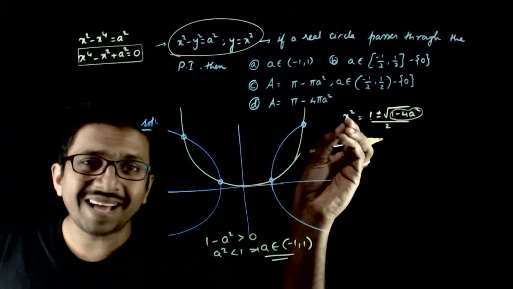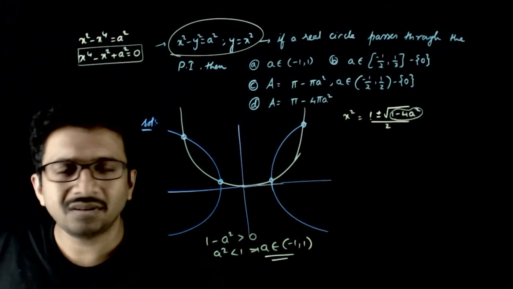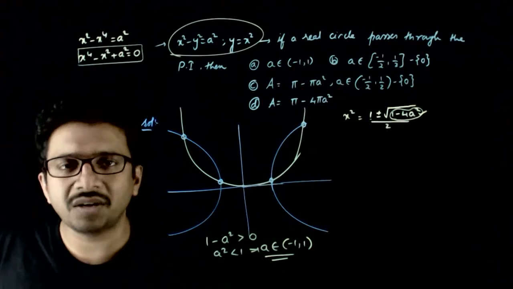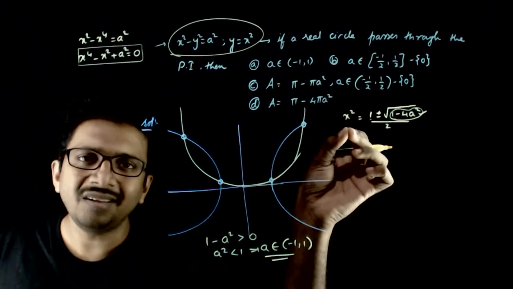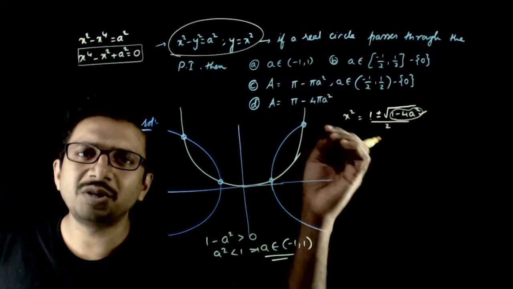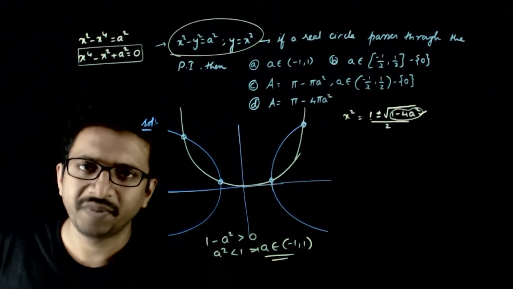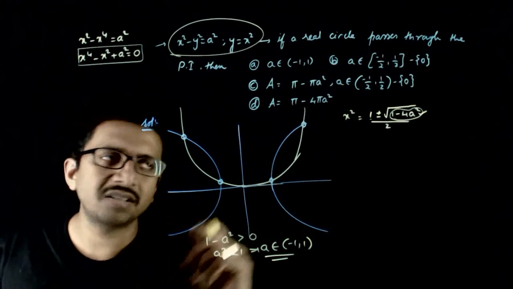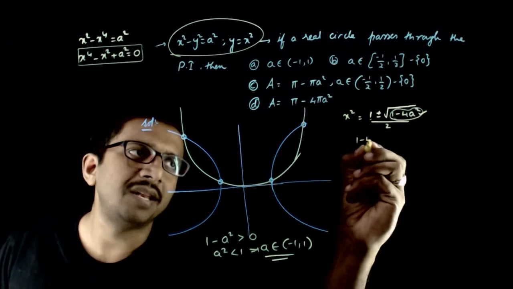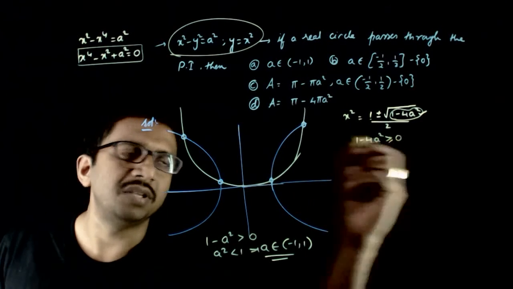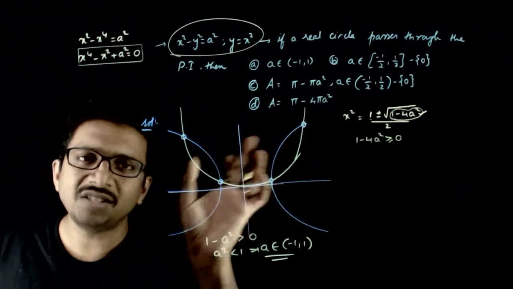But when will x not have a real solution? If this becomes negative. If you have a negative number inside the square root, you won't have any roots for x square. That means you won't have any root for x. That means these two curves will not intersect each other. So for these two curves to intersect each other, the condition is 1 minus 4a square should be greater than or equal to 0. They can be tangential also.